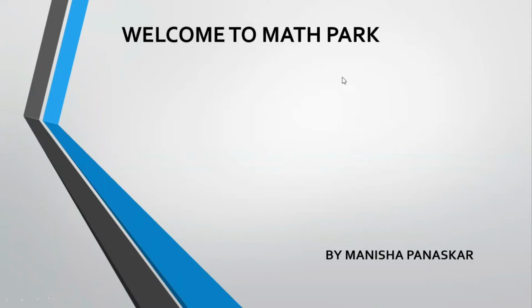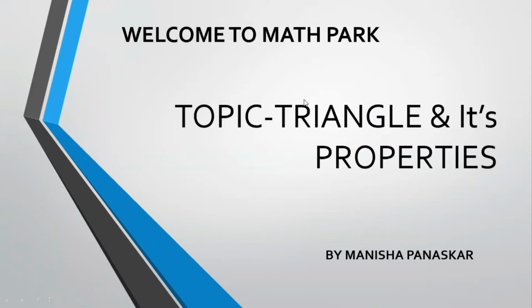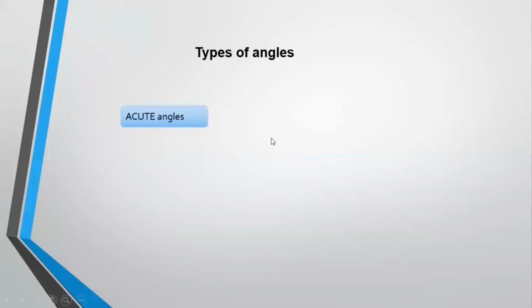In our park today we are going to learn about properties of triangle. Very important. So when we start with properties of triangle, let us first understand types of angles. So what are different types of angles? Acute angles. Acute angles are the angles which have measures less than 90. So from 0 degree to 90 degree are called acute angles.